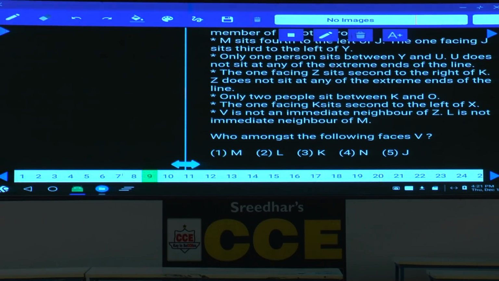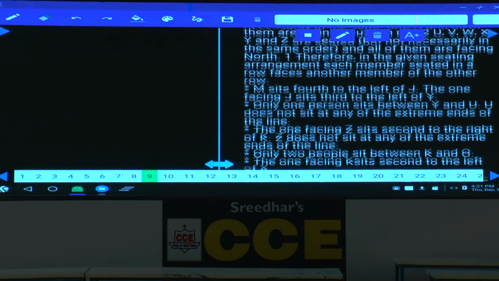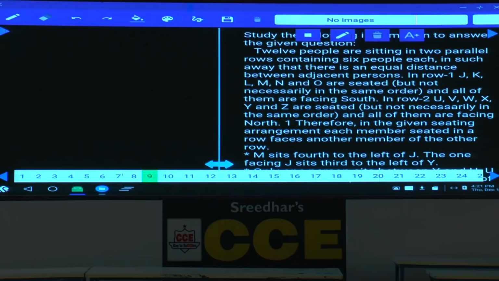Questions 9 to 13. Now in these questions, what is the information here? How many persons are there? There are 12 people sitting in 2 parallel rows containing 6 people each. 1, 2, 3, 4, 5 and 6, 6 people each. This is one row, and the second one is 1, 2, 3, 4, 5 and 6. 12 people are seated in 2 parallel rows containing 6 people each in such a way that there is an equal distance between adjacent persons.